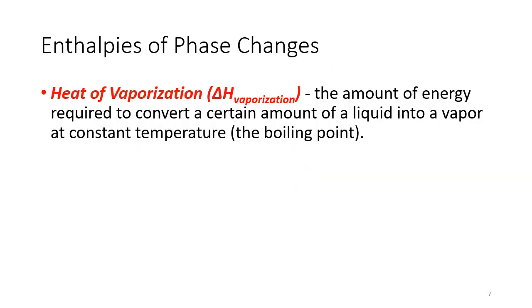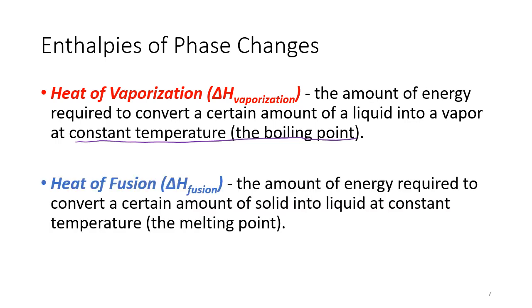We will look at the enthalpy of phase changes, or how much energy is required to undergo certain state changes. The heat of vaporization, also known as the enthalpy of vaporization, is used to talk about the amount of energy that's required to convert a liquid into the vapor state at a constant temperature. In this case, it would be the boiling point if we're going from a liquid to a gas. The heat of fusion, or enthalpy of fusion, is the amount of energy required to convert a solid into a liquid at a constant temperature. This constant temperature would be the melting point.